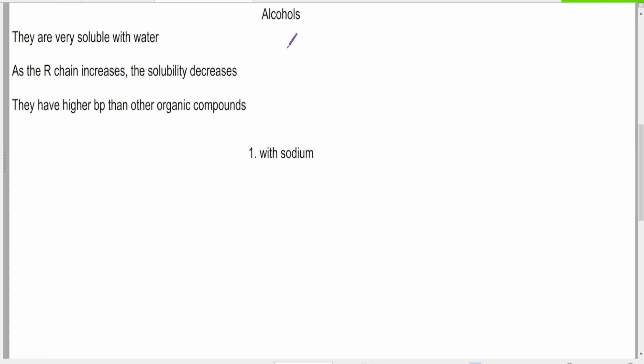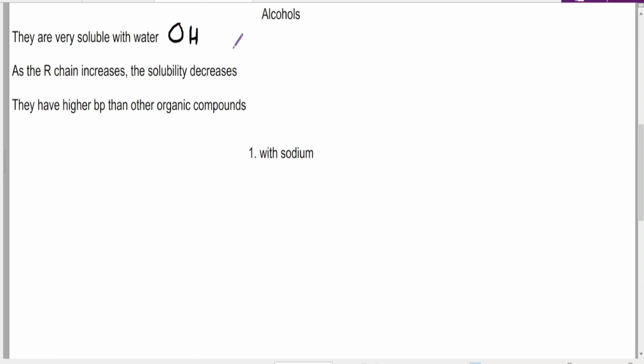Now comes the reactions with alcohols. So some facts that you need to know about alcohols is that they are very soluble in water. The reason being is that alcohols have the OH group, and OH is hydrogen bonding. So the OH group forms hydrogen bonding with water, and therefore they are very soluble.